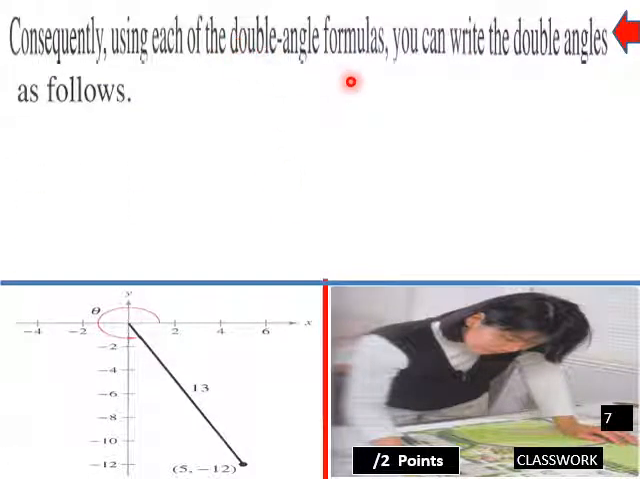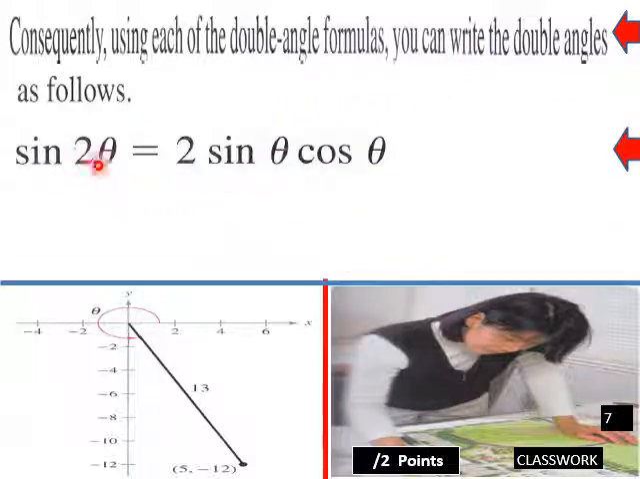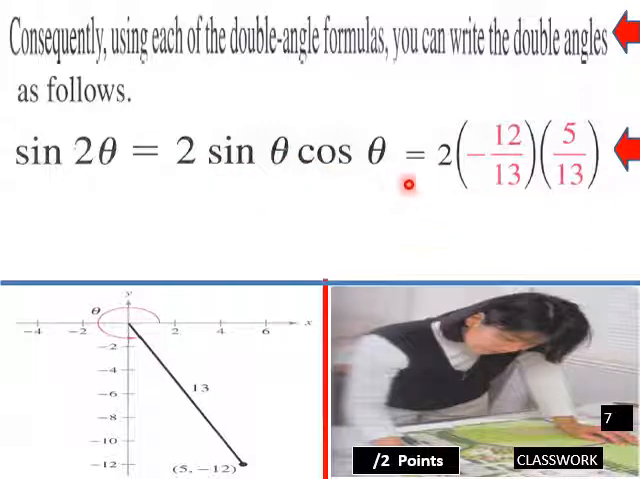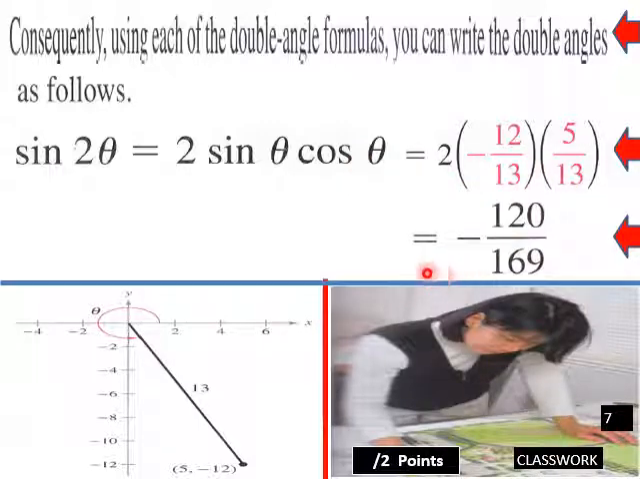consequently, each of the double angle formulas, you can write the double angles as follows. So sine 2 theta equals 2 sine theta cosine theta, which will give us 2 times sine theta, which is negative 12 over 13, and then cosine theta would be 5 over 13. And then that'll give us a negative of 120 over 169 as a double angle for that one.